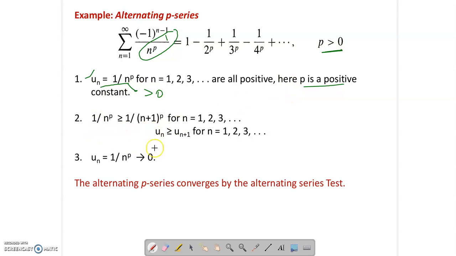And the second condition, that un should be greater than or equal to un plus 1, also holds, because 1 by n to the power p is always greater than or equal to 1 by n plus 1 to the power p for n varying from 1 to infinity. So the second condition of the Leibniz theorem is also true. The third condition is that the limit as n tends to infinity should be 0. So 1 by n to the power p tends to 0 as n tends to infinity. So by the Leibniz theorem, or the alternating series test, this alternating p series converges.